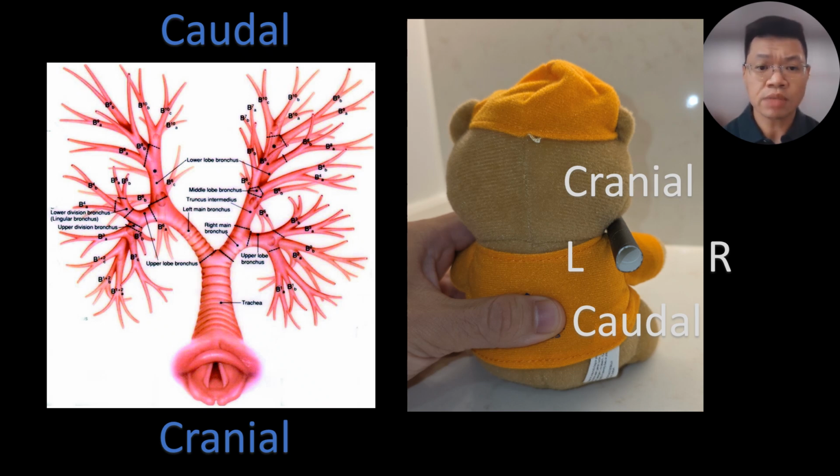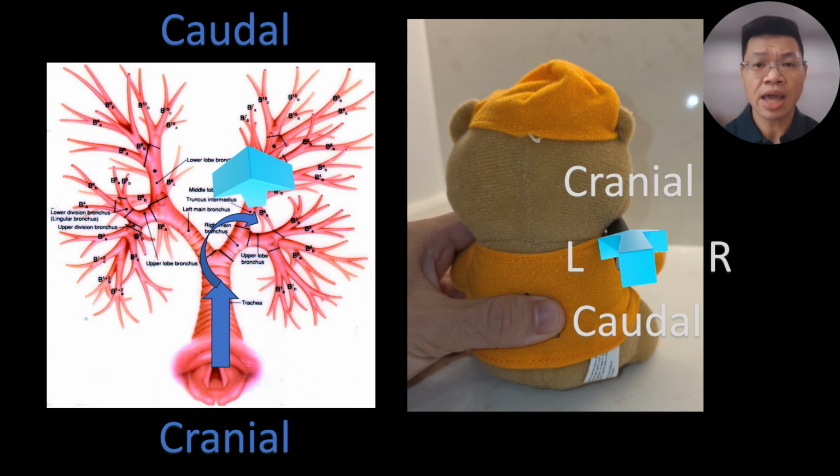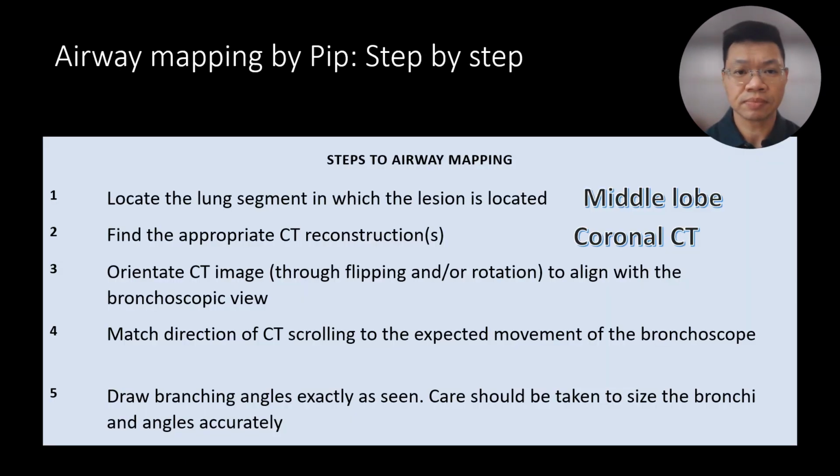During bronchoscopy, as mentioned, we are moving in the posterior to anterior direction within the middle lobe. Hence, it is important to scroll the CT scan such that it is moving from posterior to anterior. To help with the orientation, remember as you scroll that the spine is located posteriorly and the heart is anterior. In summary, for the middle lobe, we will need to orientate the coronal CT image by flipping horizontally, then scrolling in the posterior to anterior direction. We are now ready to draw our airway map.